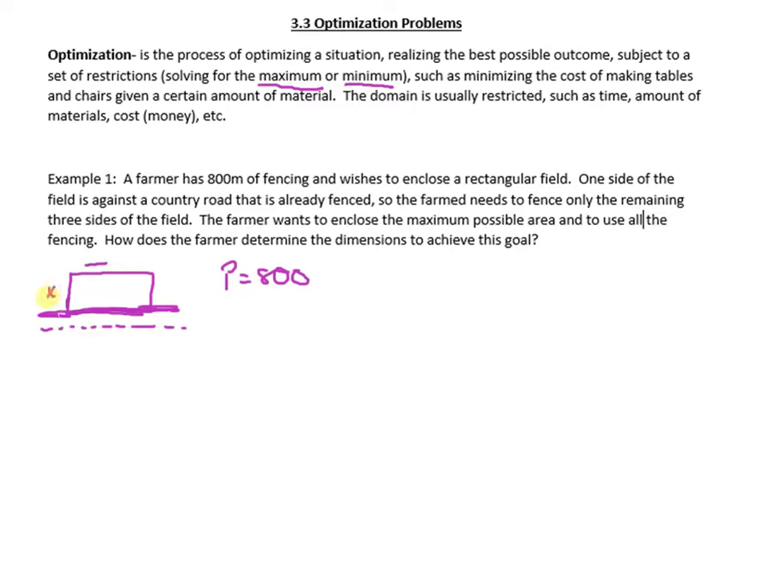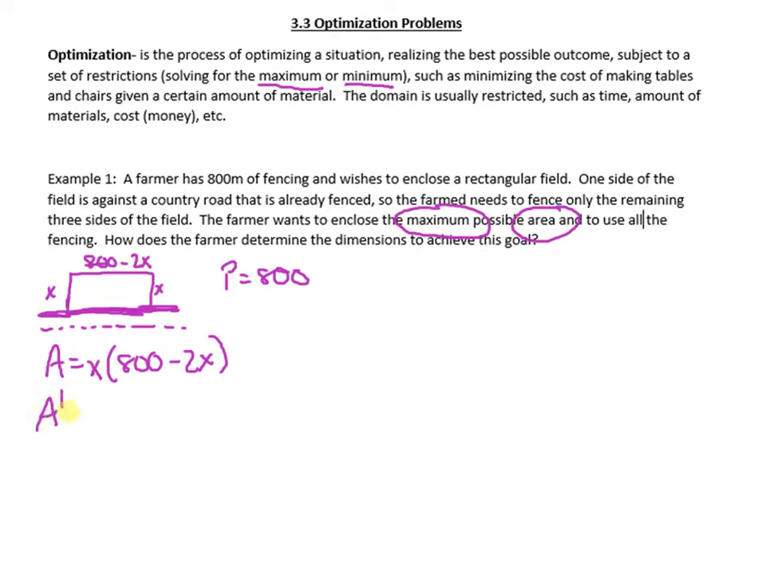Okay, so let's call the width x, and we know the length is going to be 800 subtract 2x. We don't know what that's going to be though, but we can use the area as x times 800 minus 2x. So how does the farmer determine the dimensions to achieve this goal? He wants to enclose the maximum area.